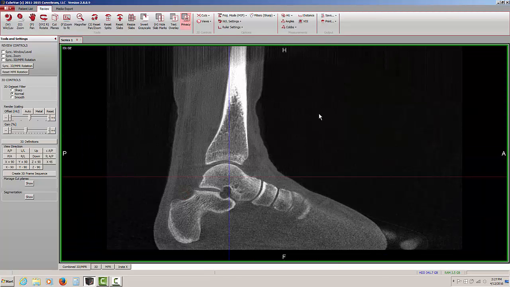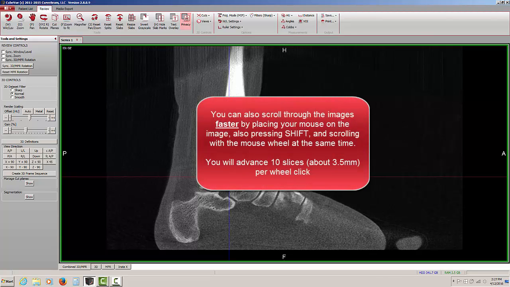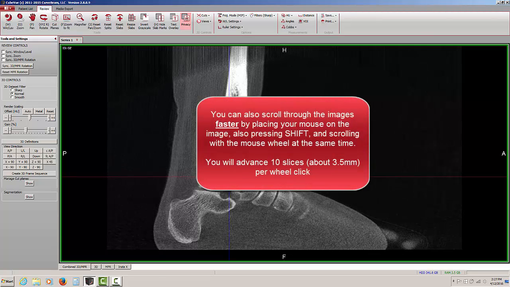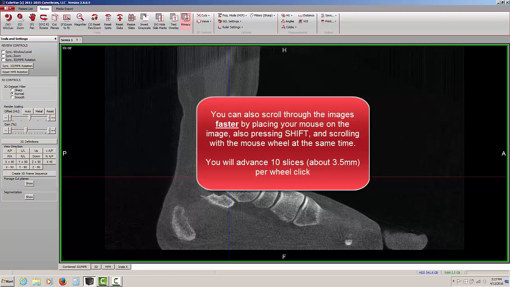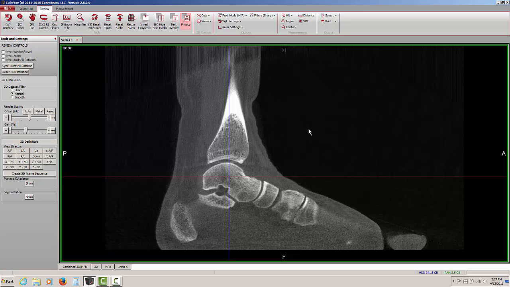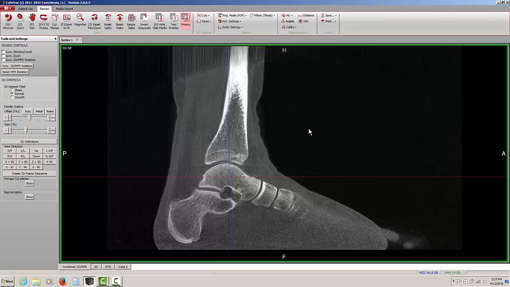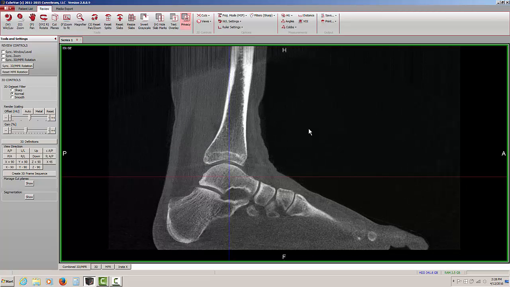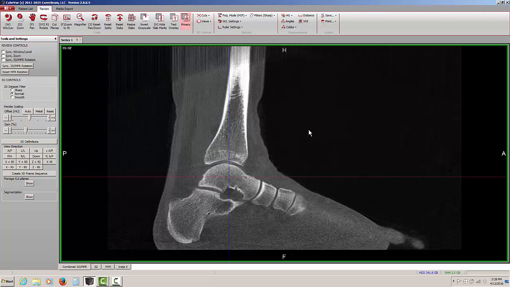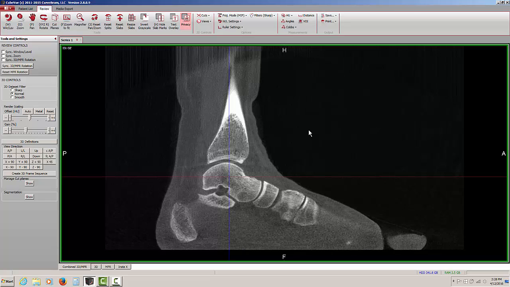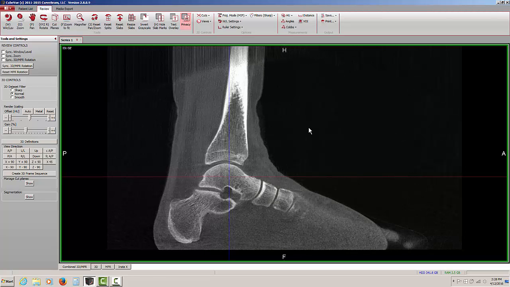If I want to scroll faster through this image when I bring it full screen, I can also press and hold the shift key. I'm now pressing and holding the shift key. I'm scrolling with the wheel of the mouse and I'm jumping 10 slices at a time. Keep in mind that these slices are only about 0.3 to 0.4 millimeters thick, so we're jumping through about 3 to 4 millimeters at a time with each mouse click while I'm pressing and holding the shift key.